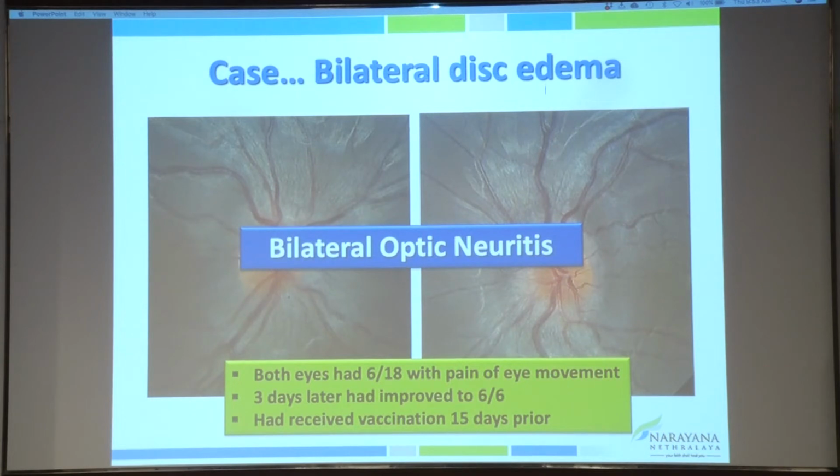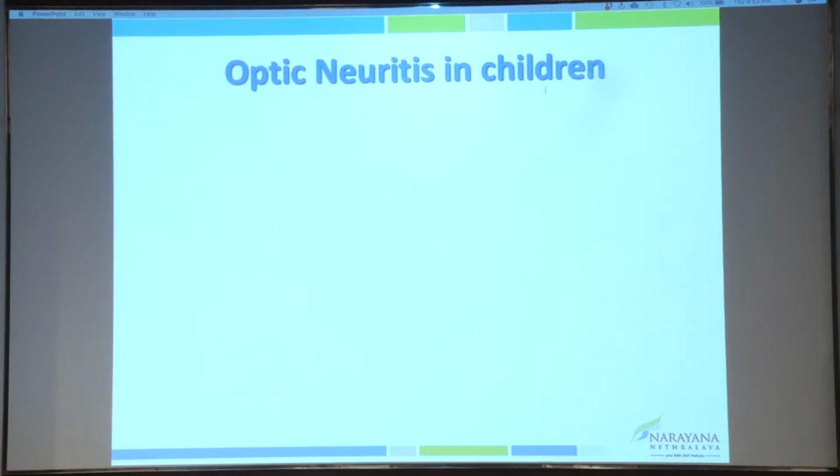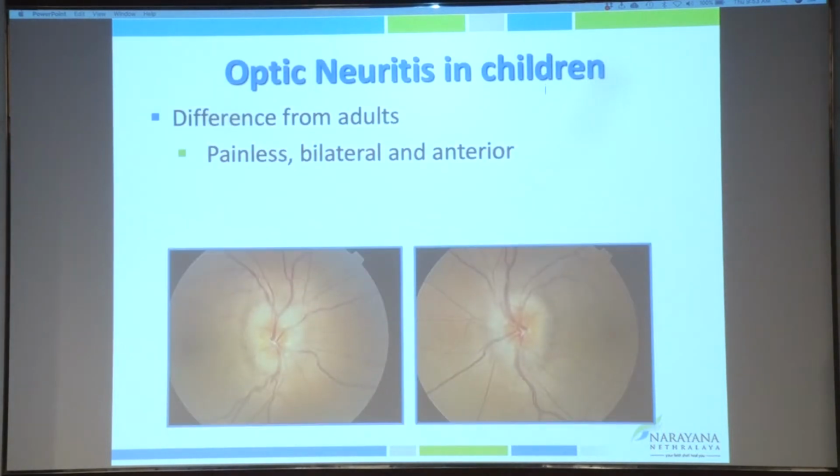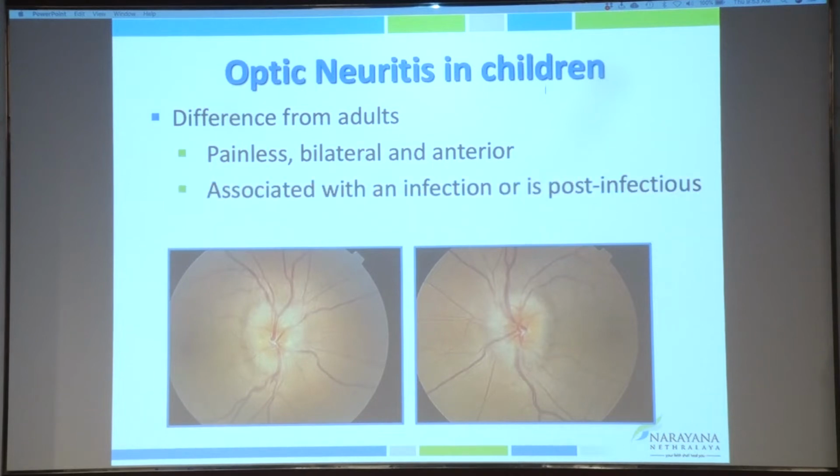And look at the history. Vision loss, came back to normal and had vaccination. This is what is classical in children, which is different from adults, where it is painless, bilateral and anterior. It's associated with infection or post-infectious and unassociated with multiple sclerosis.